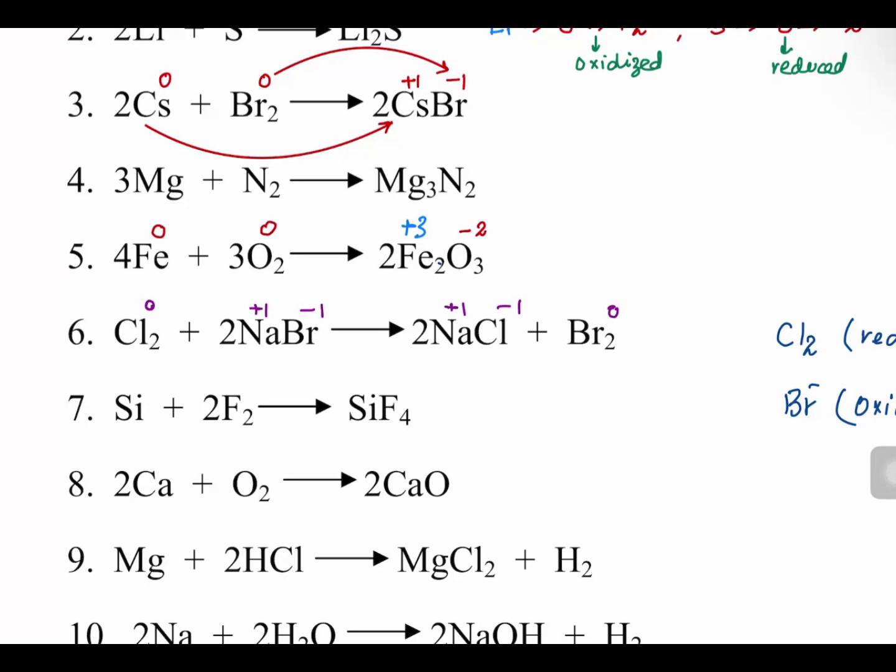On the other hand, if you talk about bromide, Br minus, obviously it's changing from -1 to 0. -1 to 0 means that this is the loss of electron. You know, -1 is smaller than 0. So when something is changing from -1 to 0, the charge is going to increase, and increase in charge is oxidation. That's why I have written that Br minus is oxidized.